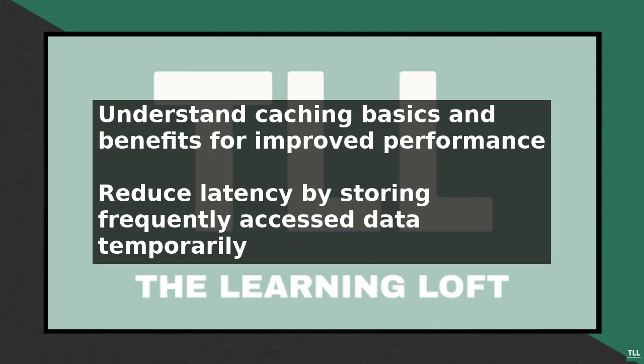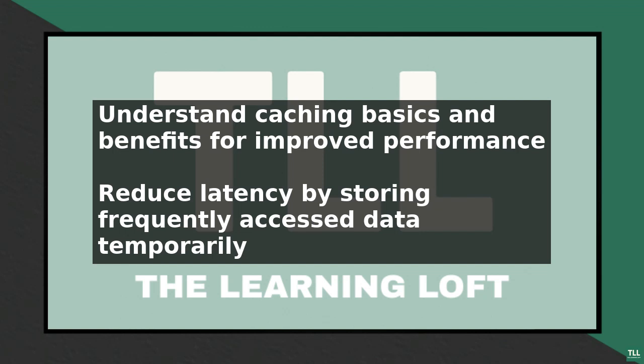To cache the Bill.com API SDK, follow these steps. First, understand the basics of caching and its benefits. Caching is a technique used to store frequently accessed data in a temporary storage location, reducing the need to query the original data source. This improves performance and reduces latency.